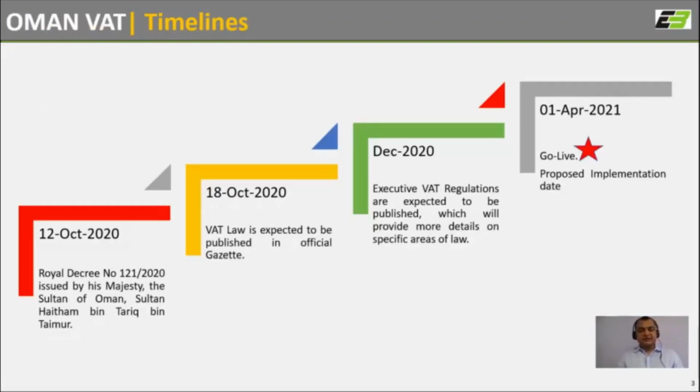First, on timelines. On 12th of October, a Royal Decree was signed by His Majesty the Sultan of Oman. Within a week's time, on 18th of October, the VAT law was published on the official portal. We expect VAT regulations to be issued by December 2020, and the proposed go-live date is 1st of April 2021.